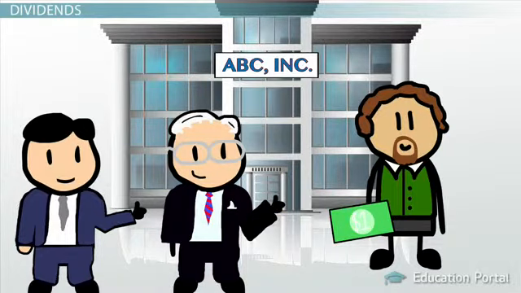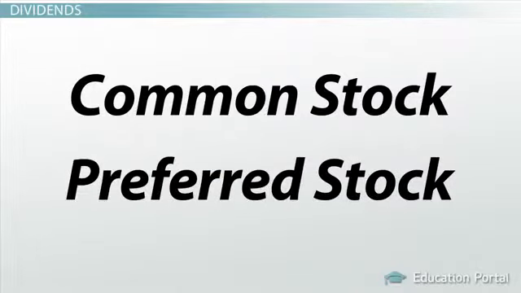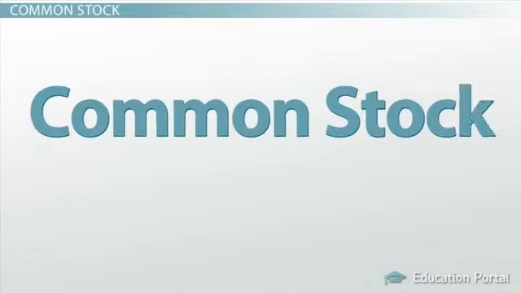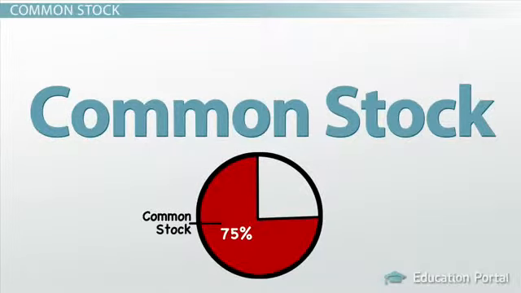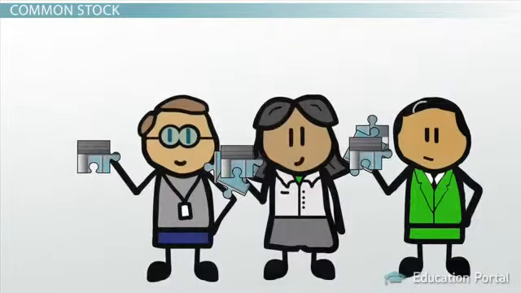Now let's take a look at the two main types of stock. Stock is most often issued as either common stock or as preferred stock. Common stock is ordinary everyday stock. The majority of stock is common stock. Common stock simply represents an ownership in the corporation and a claim to a portion of the corporation's profits. Common stock shareholders typically receive one vote per share at annual meetings.